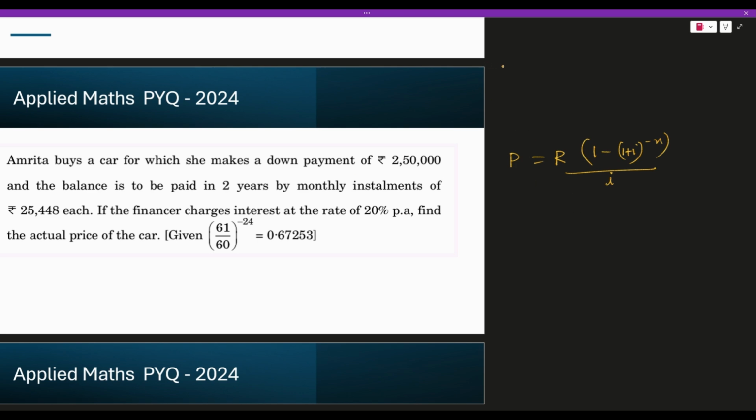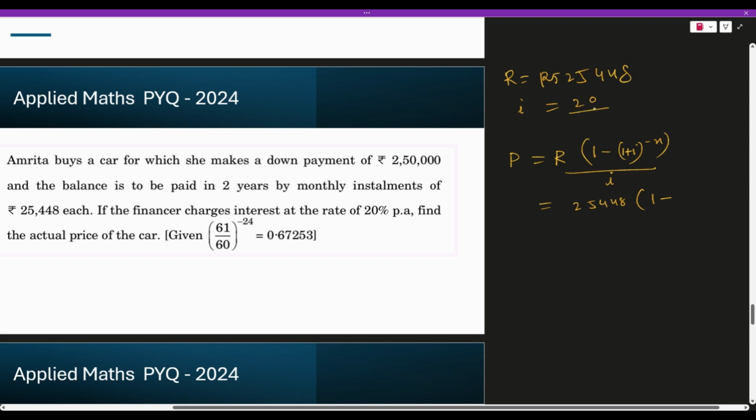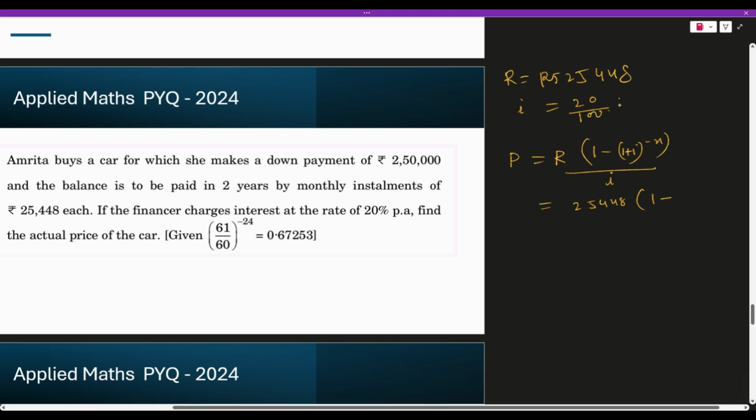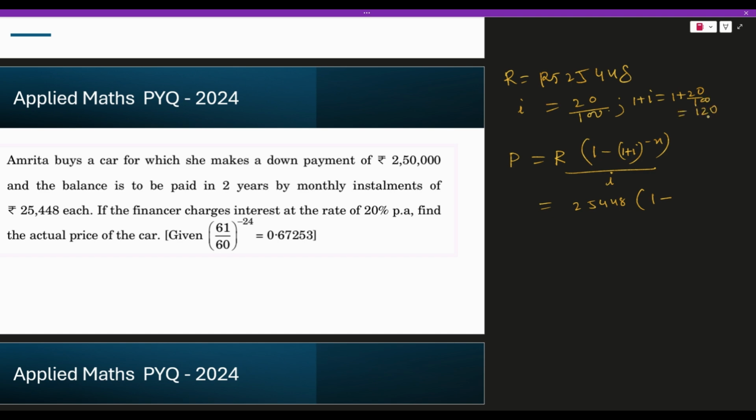So here R is given. What is R here? R means that payment, that EMI you are paying. The value of R is given, rupees 25448. So substitute there. It is rupees 25448. 1 minus, I is going to be what? Just calculate I here. I will be 20% per annum, so it will be 20 by 100. Is that clear? So 1 plus I will be what? That calculation you do here only. 1 plus 20 by 100, so it is coming 120 by 100. And this is 60 by 50.